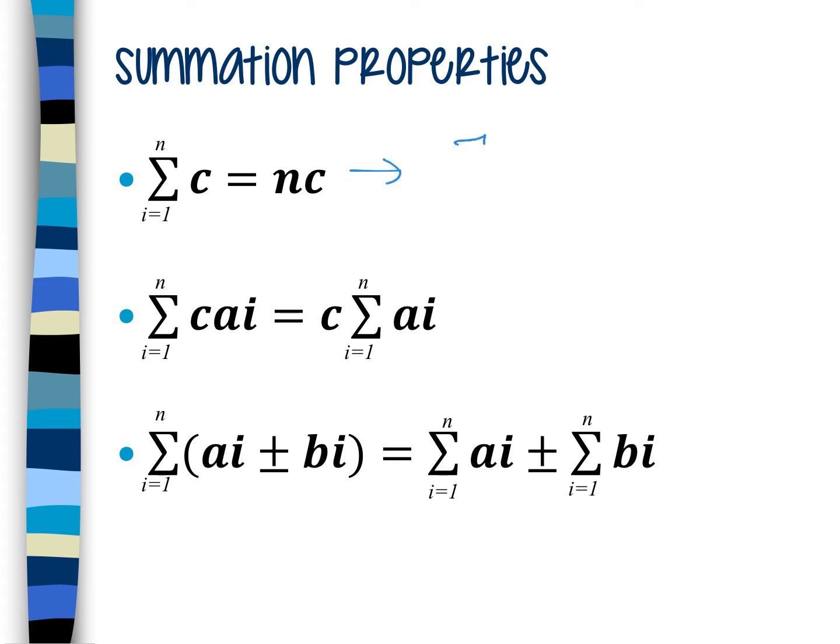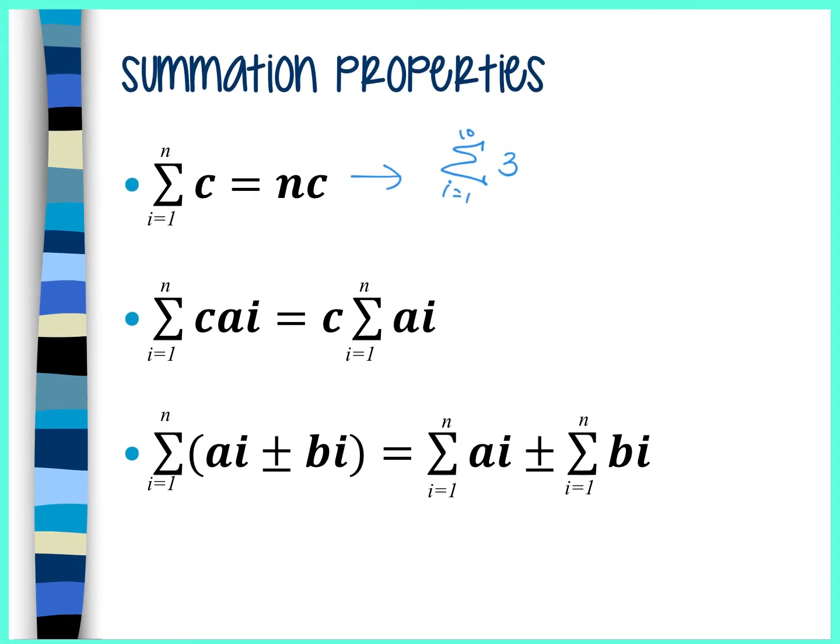So it said sigma, there was, I don't even know, 10 at the top, i equals 1 at the bottom, and the number 3 is there. If there's no variable next to it, then we simply take the top number and multiply it by the number on the outside. This would be 30. That would be the same thing as adding 3 ten times.